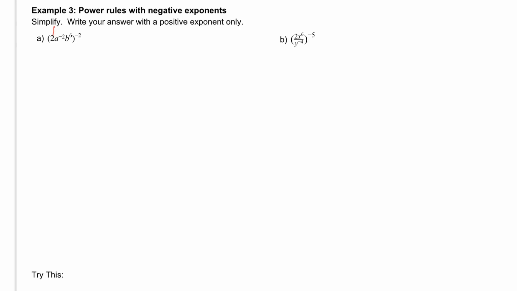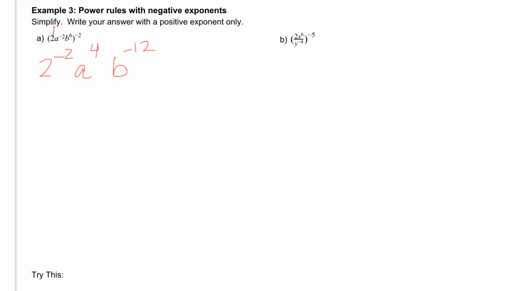So we start with this negative 2 times 1, which will give us 2 raised to the negative 2. And then we want to take negative 2 times negative 2, which will give us a to the positive 4. And then we're taking 6 times negative 2, which will give us b to the negative 12th.